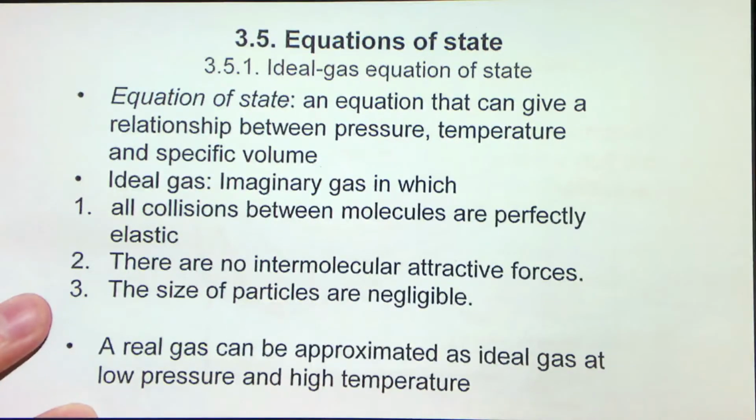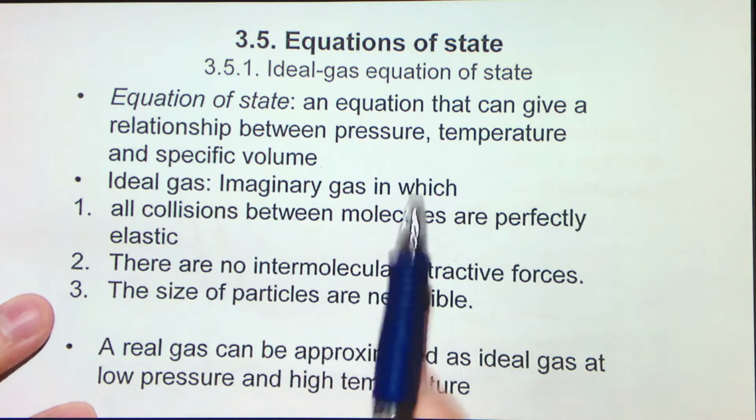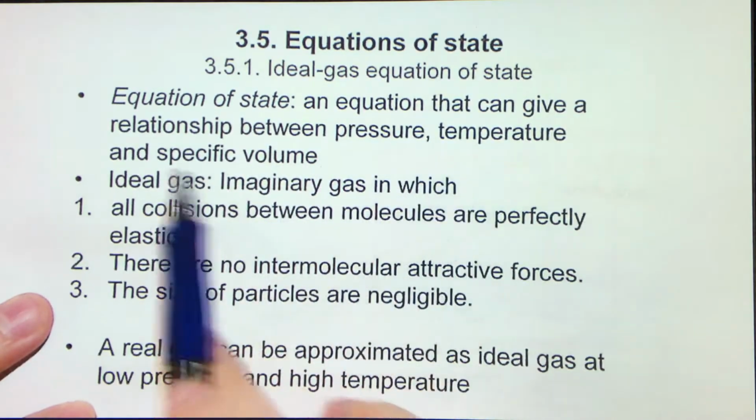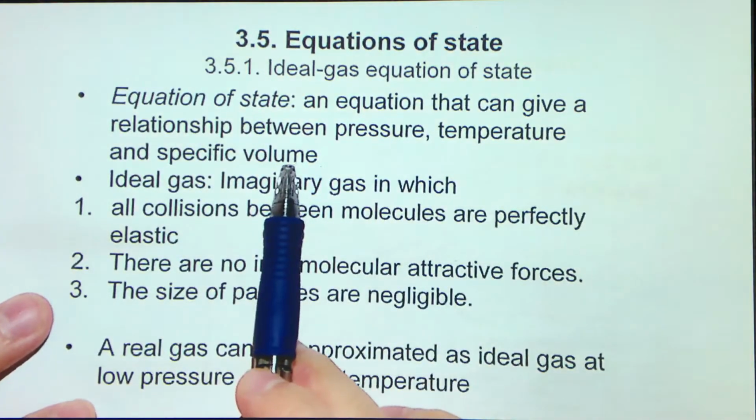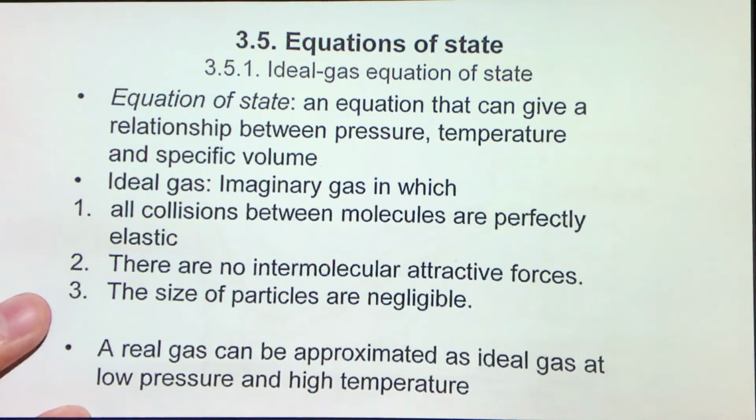Here we go to the final section. That's the equation of state. The equation of state is just an equation that gives us a relation between the pressure, temperature, and the specific volume. For real pure substances, it's very difficult to get a very general equation of state. As a result, we may also include some kind of idealization here.